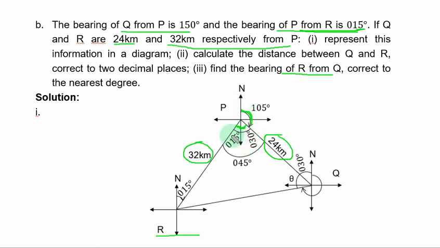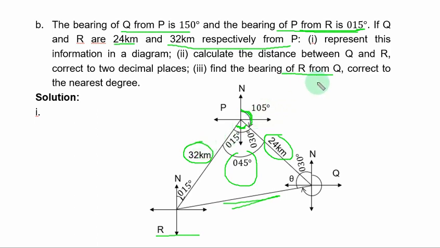So if you add 15 to 30, you have 45 degrees. You are asked to find the distance between Q and R. This is Q and this is R. So this is the distance. Now the angle facing side QR is known. You know two other sides. You can use cosine rule to get the distance.